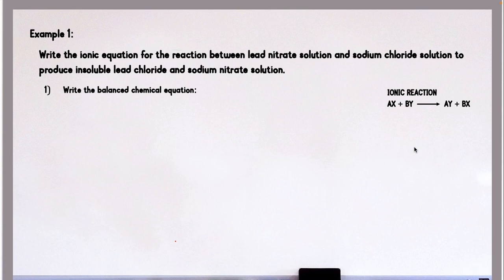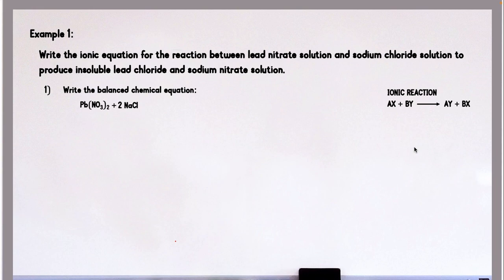So the first thing we're going to do is write the balanced chemical equation. If you do not know how to balance chemical equations, there is a video right before this that shows how, so you can go ahead and see that before coming here. So we have lead nitrate plus sodium chloride. As you can see, there's already a 2 in front of the sodium chloride because I have already begun to balance it.